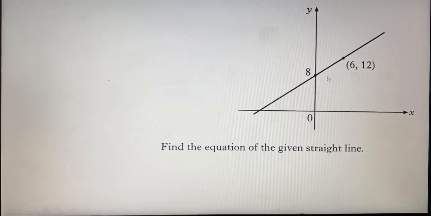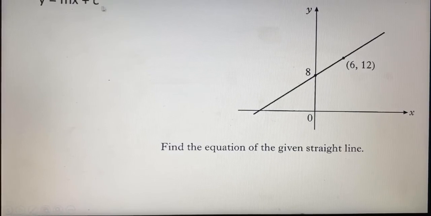We'll look at an example where we're having to use the gradient formula. So we can't really count along boxes here or anything like that. We've just been given a line and we've been given 2 values on the line. We've been given 1 point, which is 6, 12, and we're told here that the y-intercept is 8, which is good because that gives us a c value, but as a coordinate point, that is going to be 0, 8.